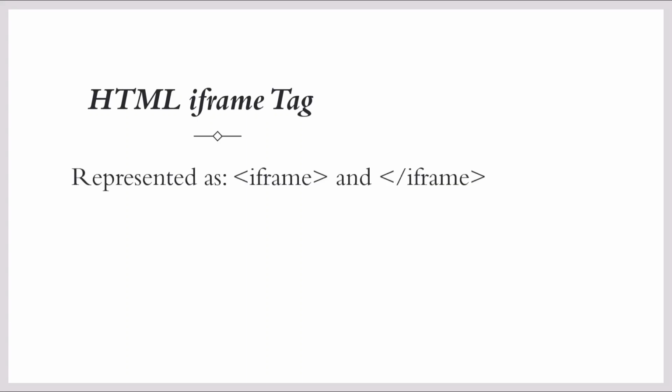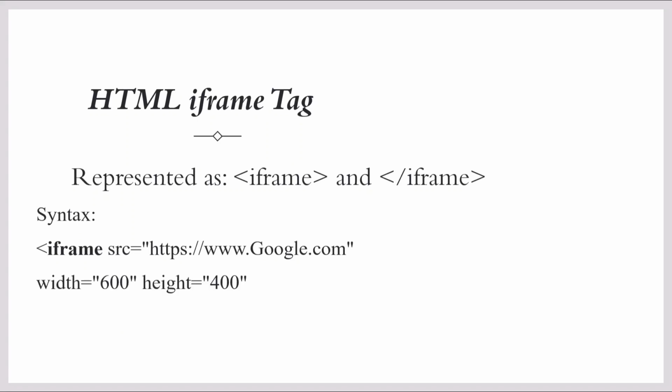iFrame is a paired tag which consists of iFrame and /iframe tags. This is the syntax: iFrame src equal to some URL, width with a value, height with a value, title with some text, and with a closing /iframe.